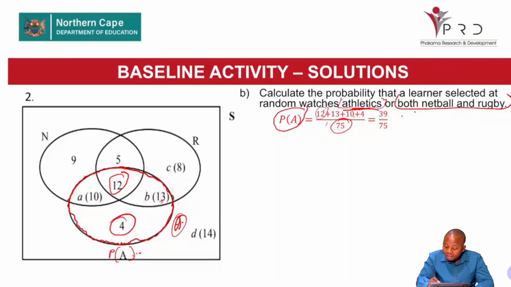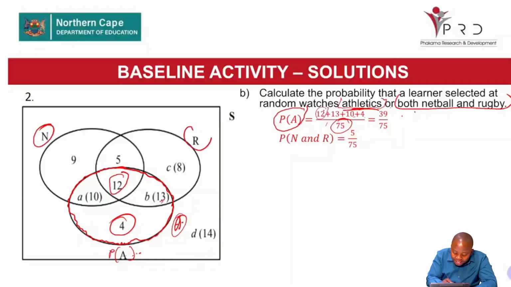Now we're saying, or a learner watches what? Both netball and rugby. So the second one, it's saying netball and rugby. Where's netball? Netball and rugby. So it's only both netball and rugby. So this one is excluding what? Athletics, but only netball and rugby. So that is to say, we are talking about those who are watching both of them. Not netball alone, not rugby alone, but both events. So it is the intersection between netball and rugby only, excluding athletics. That's why we are taking only 5. So it's 5 over 75.